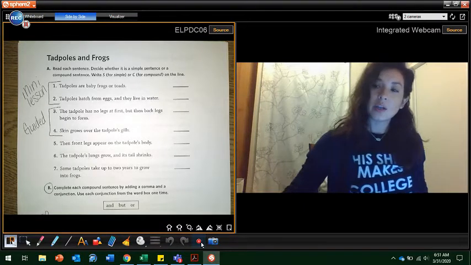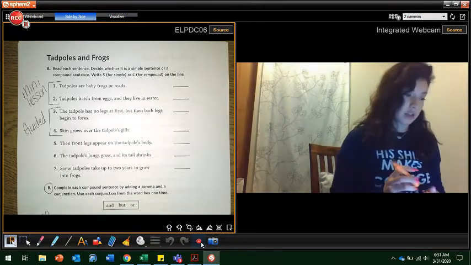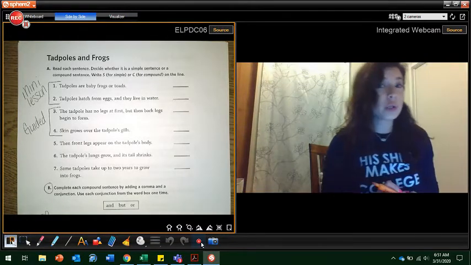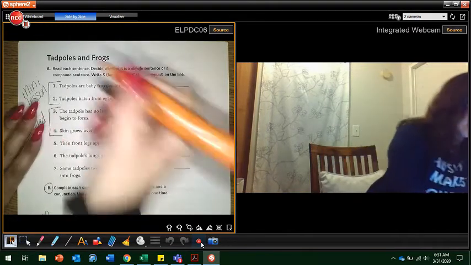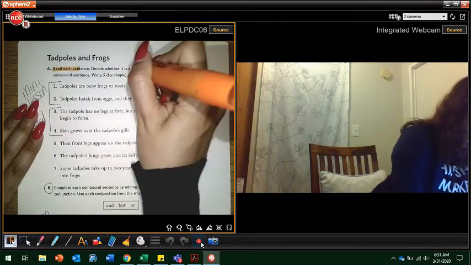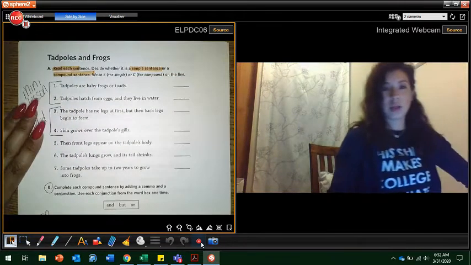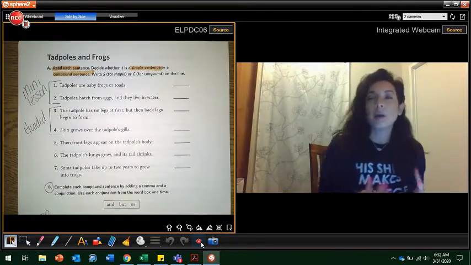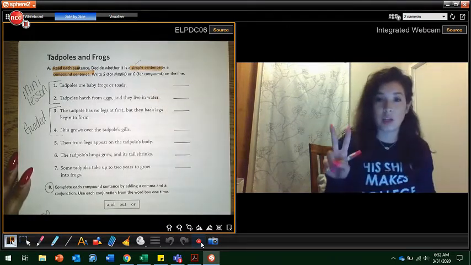If we go ahead and go to section A, that's our first section. And we always want to read our instructions very, very carefully. So we need to read each sentence. We need to decide whether it's simple or it's compound. Okay? Now, thinking about a simple sentence, we can call that two things.